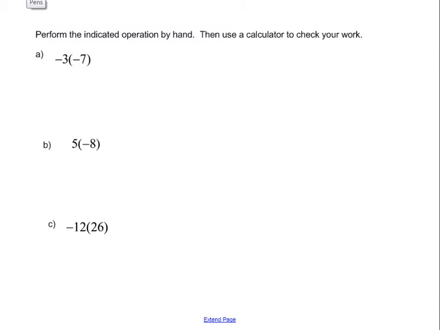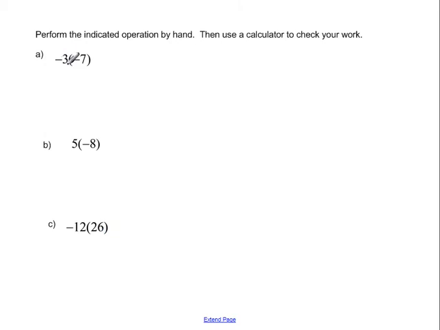Perform the indicated operation by hand, then use a calculator to check your work. So now we're getting into the multiplication of signed numbers. Let's take a look at what we're going to be dealing with here. In our first problem, we have -3 times -7. Our second problem, we have +5 times -8. And our last problem, we have -12 times +26.